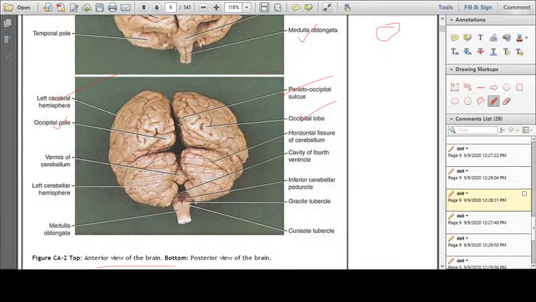And the vermis of the cerebellum. We will be talking about it in the cerebellum chapter. It is one of the prominent structures within the cerebellum, which is present between the two lobes of the cerebellum. There is also something called the inferior cerebellar peduncle, the gracile tubercle, the cuneate tubercle, medulla oblongata, left cerebral hemisphere, and the cavity of the fourth ventricle.